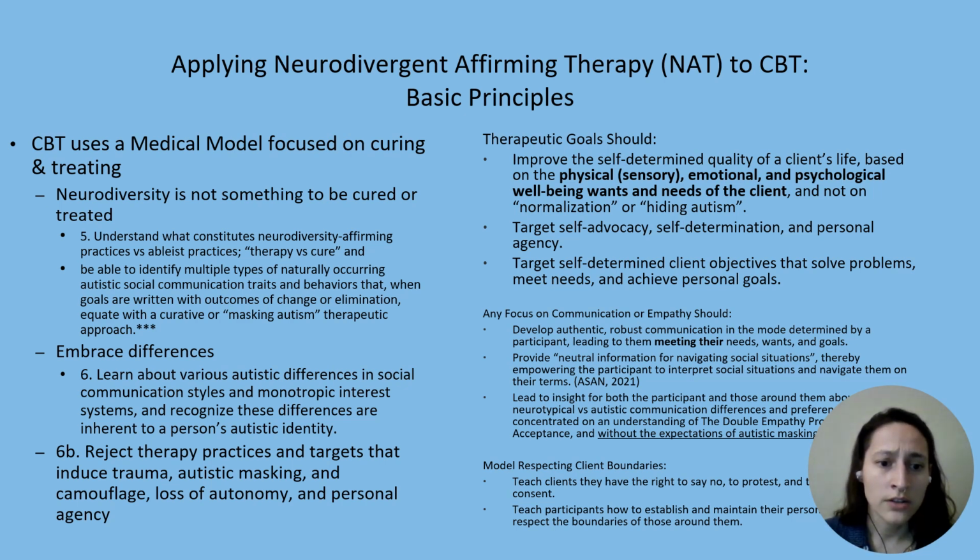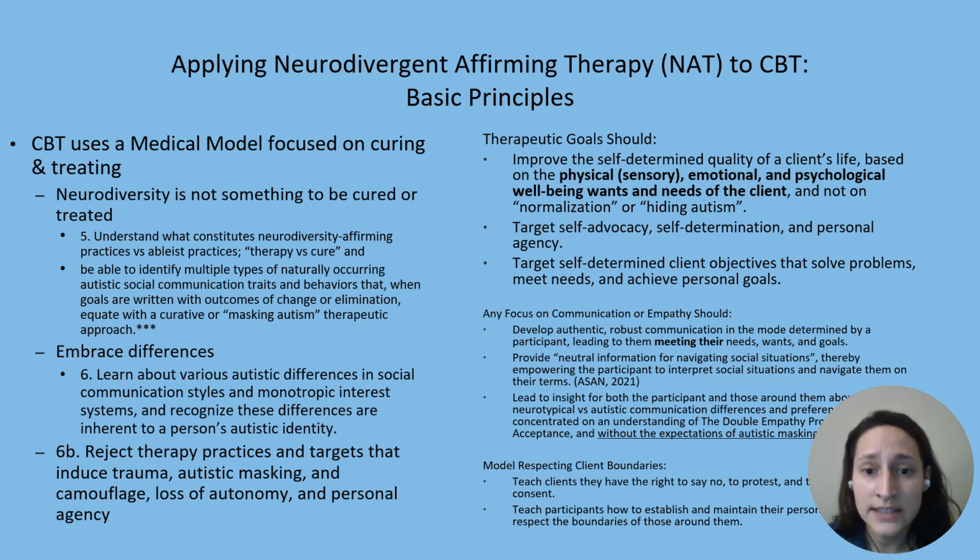Embrace differences. Learn about various autistic differences in social communication styles and monotropic interest systems, and recognize that these differences are inherent to a person's personal identity. Reject therapy practices that target and induce trauma, autistic masking and camouflage, loss of autonomy, and personal agency. Instead, therapeutic goals should improve self-determined quality of a client's life based on the physical, sensory, emotional, and psychological well-being, wants, and needs of the clients, not on normalization or hiding autism or other neurodivergence or disability.